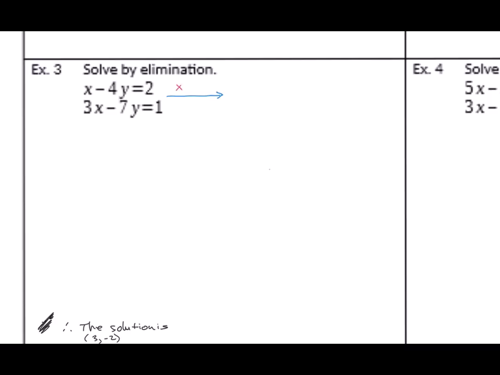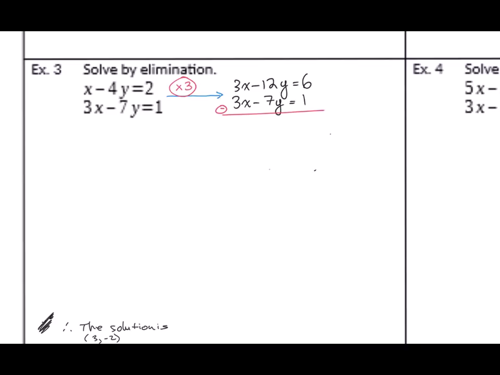In this case, we're going to multiply the first equation by 3 in order to ensure that the coefficient on x is 3 for our first equation. And we get the following: 3x minus 12y equals 6, and the bottom does not change. Now that we have our new system, we're going to subtract these two. 3x minus 3x is 0.